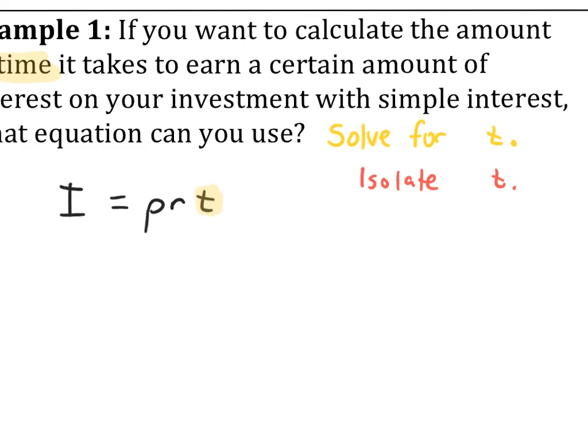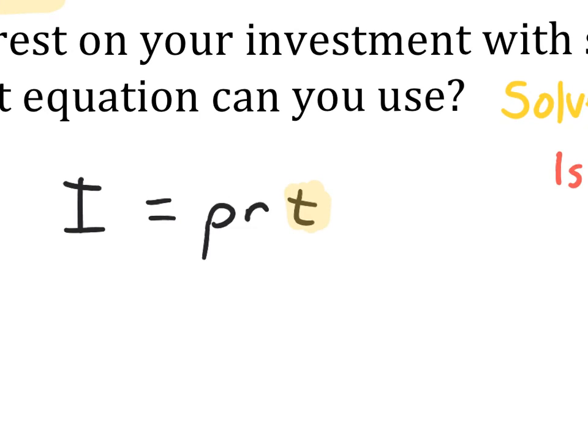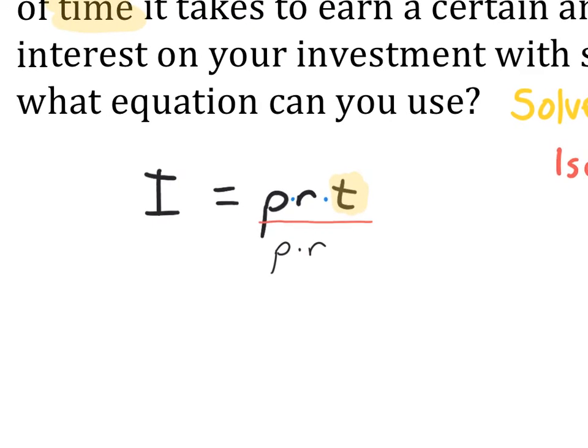itself, I need to undo the operations that are happening. If we recall, when the letters are next to each other, it means multiplication. So it's P times R times T. So to undo the multiplication, I have to divide. And notice what I'm dividing by. I need t by itself, so I'm going to divide by those two letters there. So, dividing by the P and the R. You don't need to write that times there, but it might be helpful.